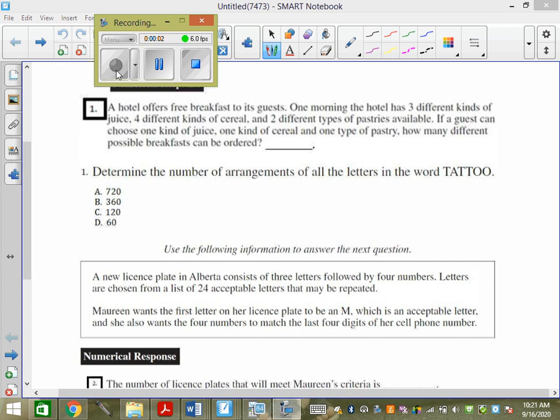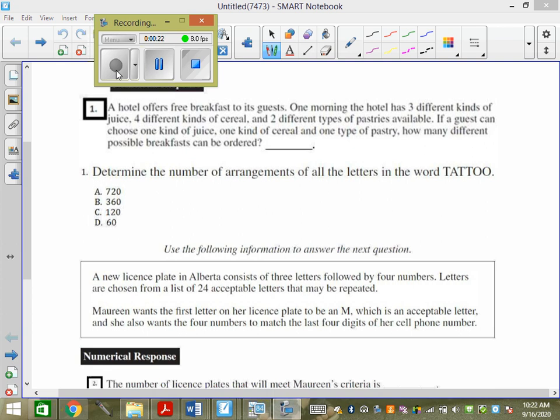A hotel offers free breakfast to its guests. One morning, the hotel has 3 different kinds of juice, 4 different kinds of cereal, 2 different types of pastries available. If a guest can choose 1 kind of juice, 1 kind of cereal, 1 type of pastry, how many combinations are possible? So I told you we can use the fundamental counting principle if there's 1 of each. We agree? That was what I said.